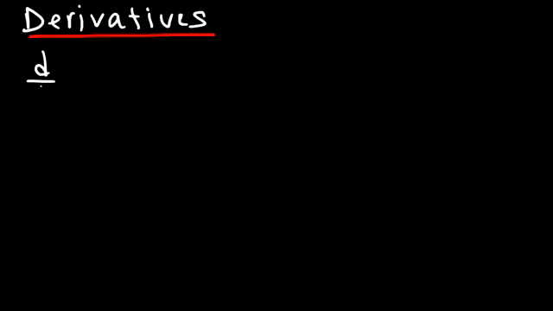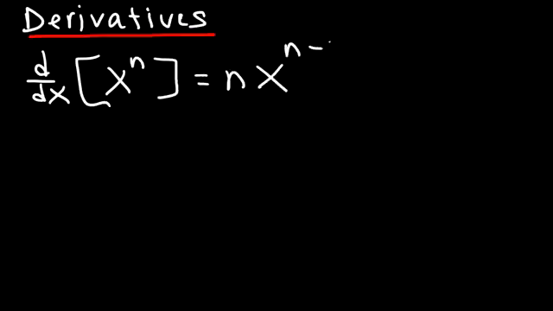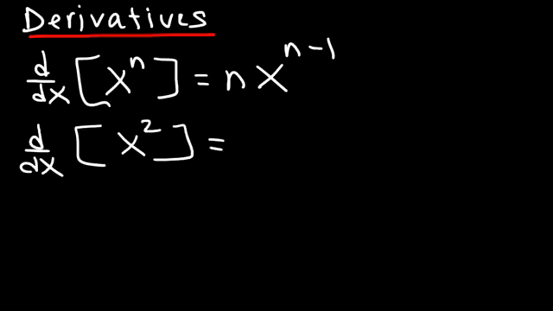Now let's move on to number 2, derivatives. How can we find the derivative of a function? The most basic rule you need to know is the power rule. The derivative of a variable raised to a constant, such as x raised to the n power, is n x raised to the n minus 1. So how do we apply that? Well, let's say we want to find the derivative of x squared. In this case, n is 2.